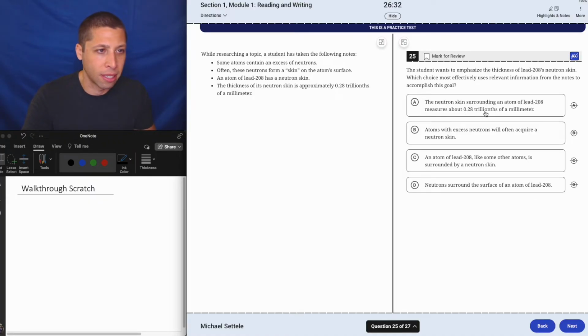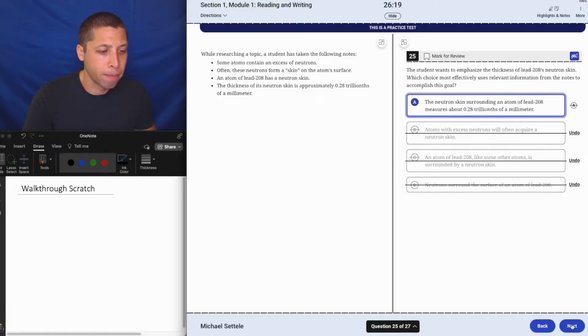Well, I guess that sounds like it's the thickness. Atoms with excess neutrons will often acquire a neutron skin. Doesn't talk about the thickness. An atom of lead-208, like some other atoms, is surrounded by a neutron skin. Doesn't talk about the thickness. Neutrons surround the surface. Okay, so we need to talk about the thickness. It literally is the only one that does that.